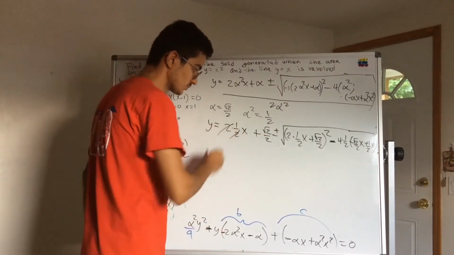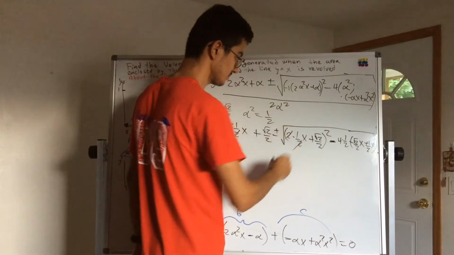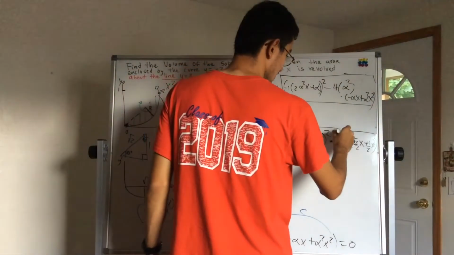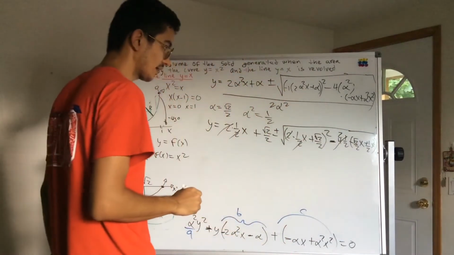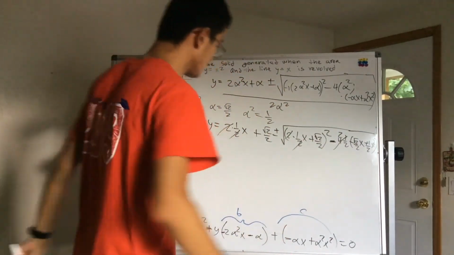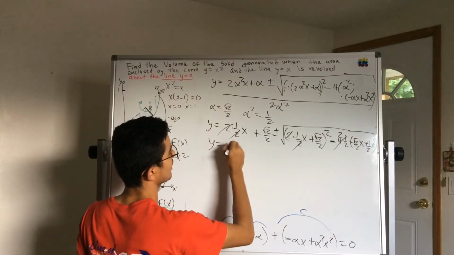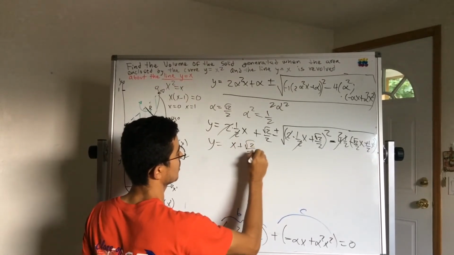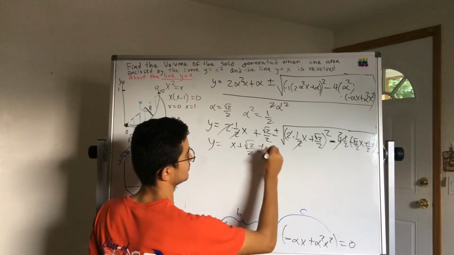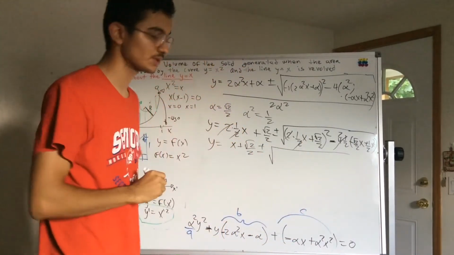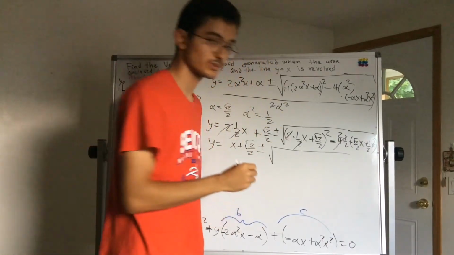You see 2 over 2 is 1. Good. Here, 4 over 2 is 2, so that goes to 2. And I think we have to FOIL this. So let's rewrite this. y equals x plus the square root of 2 over 2, plus or minus the square root. We have x plus square root of 2 over 2 squared, so we're going to FOIL it.